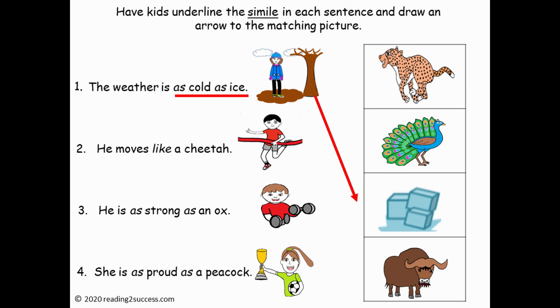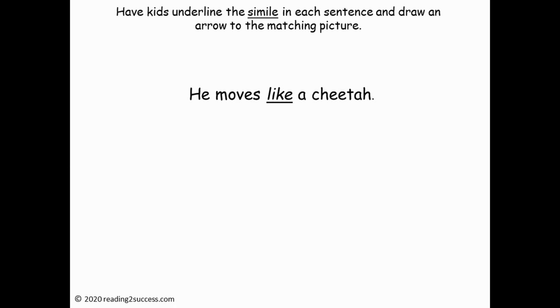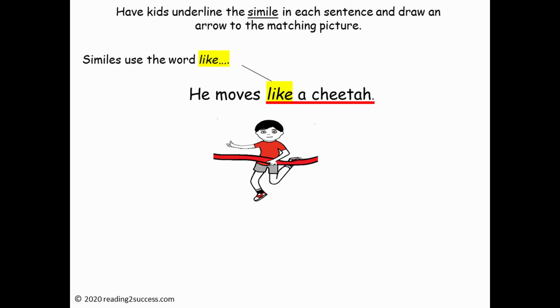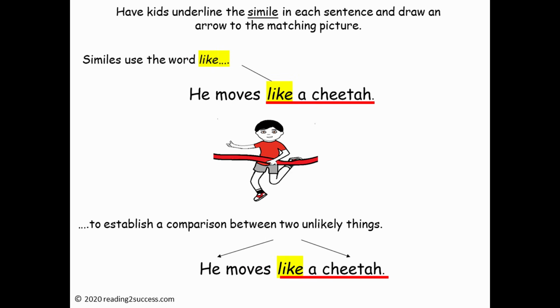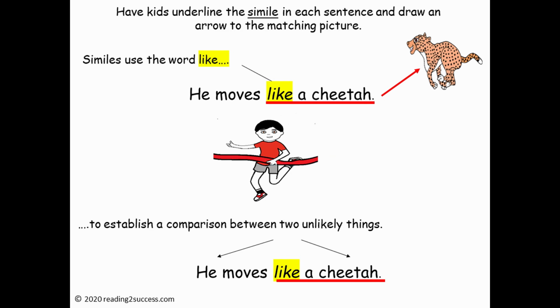Now with kids, go to the second sentence. Follow the same procedures. Read the second sentence with kids. He moves like a cheetah. Point out that the word like is used and have kids underline the words like a cheetah. The word like is used to establish a comparison between 2 unlikely things: how the boy moves and a cheetah. Now have kids draw an arrow from the second sentence to the matching picture of a cheetah.